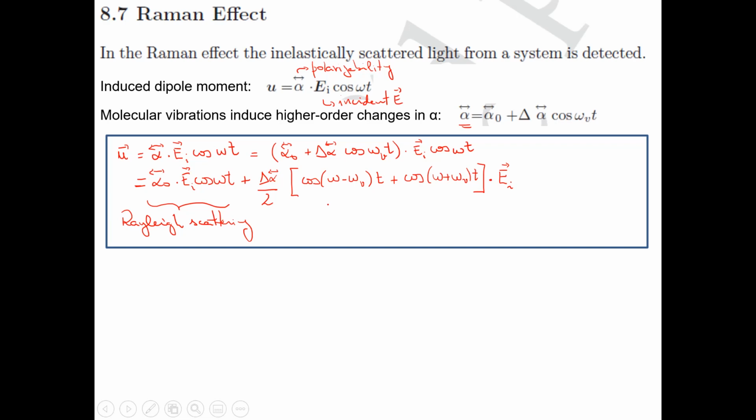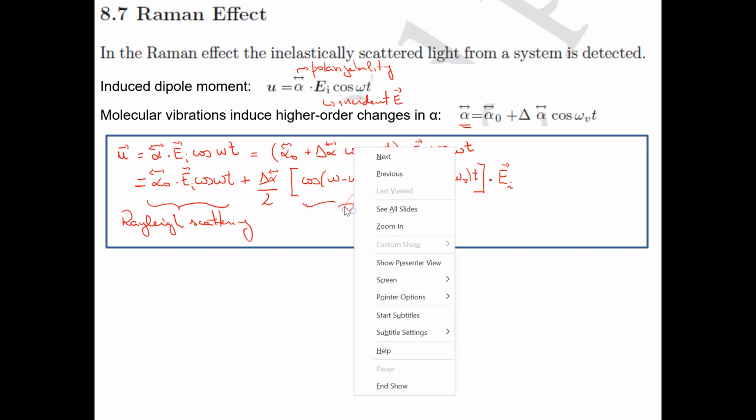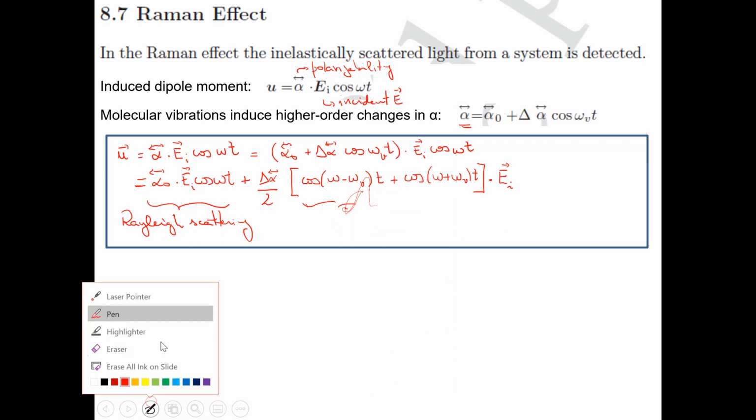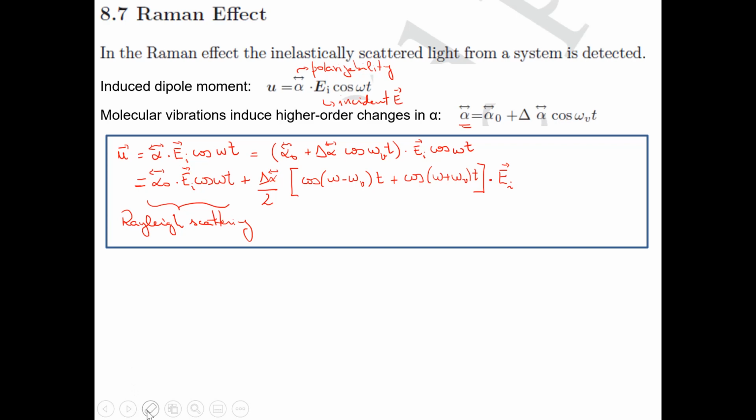The other two frequencies are those in which you subtract and you sum the frequency of the vibrational mode to the frequency of light. This is called the Stokes component of the Raman scattering, and this is the so-called anti-Stokes component. You can realize this is a purely classical description, so it's a very approximate and simple description of the Raman scattering.